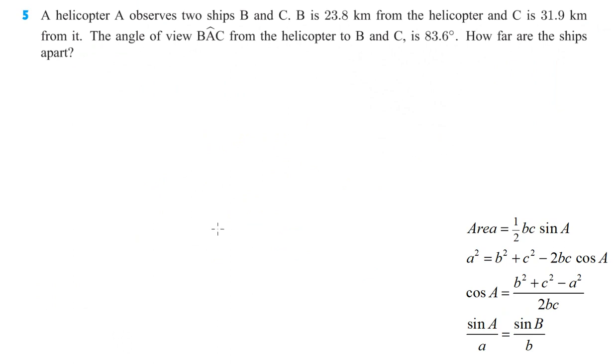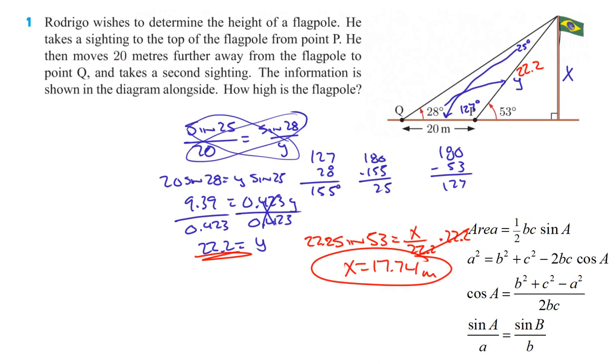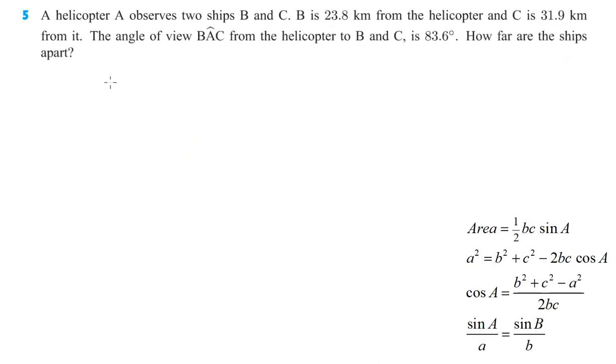Okay? All right, taking a look at number 5. Helicopter A observes two ships B and C. B is 23.8 kilometers from the helicopter, and C is 31.9 kilometers from it. I'm assuming meaning the helicopter. The angle of view BAC. So let's do this. Let's change it back to blue. Here's our helicopter, H. Too lazy to draw a pretty picture, sorry.